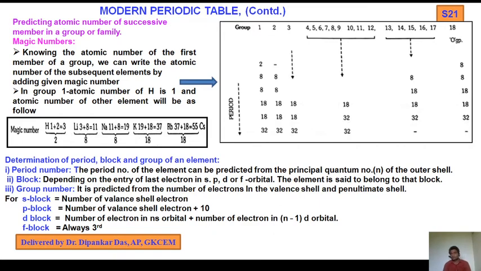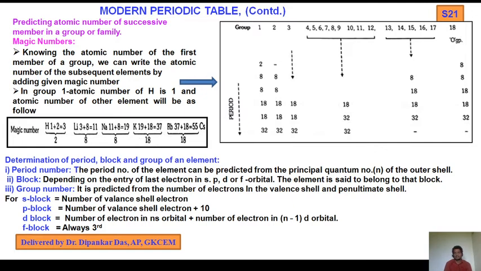Take boron, how many valence electrons? 1s2, 2s2, 2p1. The highest value is 2, so n equals 2, so the period is 2. How many valence electrons? 2s contains 2 electrons, p1, so 2 plus 1, 3. So the number of valence electrons is 3. So how to get the group number? The group number will be the number of valence electrons 3 plus 10, that is group 13.